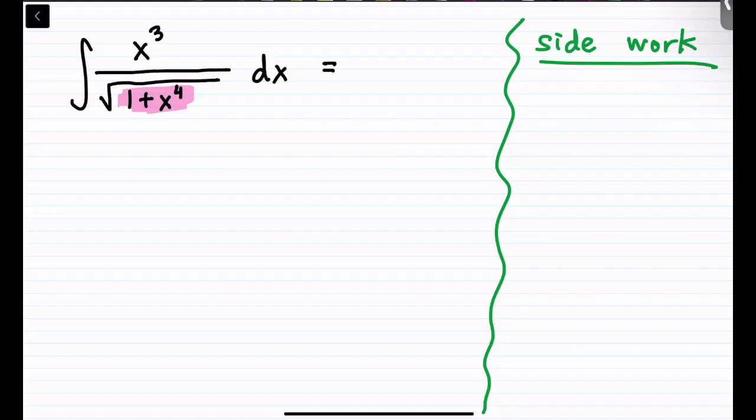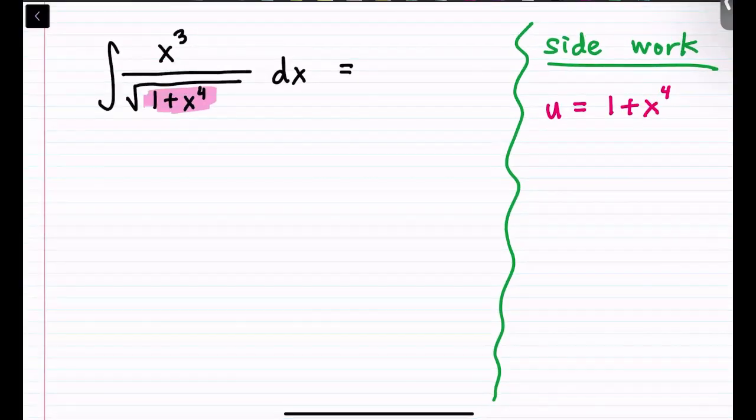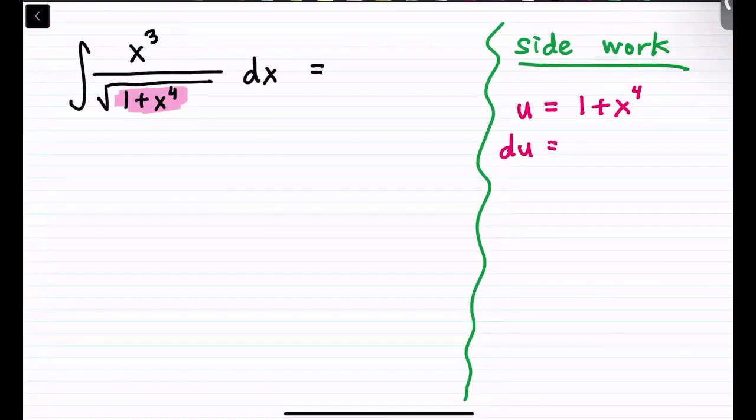So my side work here, I will set U to equal my innermost function, which is 1 plus x to the fourth power. Continuing with my work here, I'm going to take the derivative of both sides of this equation. So the derivative of u is du, and the derivative of 1 plus x to the fourth power becomes 4x cubed. And do not forget to attach the dx at the end of this statement here.